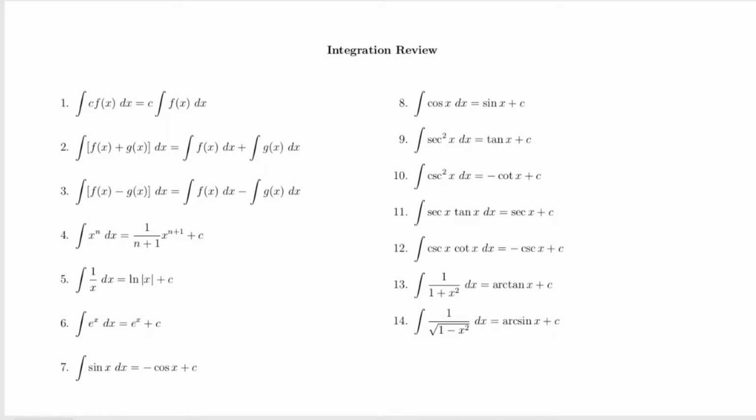The first one says that you can pull a constant outside of an integral. The second and third: the integral of a sum is the sum of the integrals, and the integral of the difference is the difference of the integrals. And then they get more specific. How do you integrate x to the n?